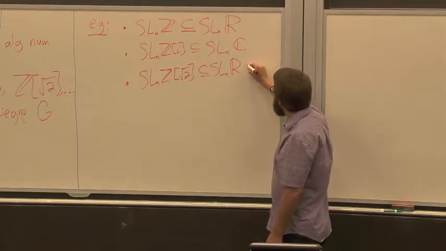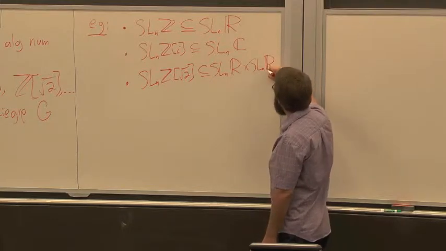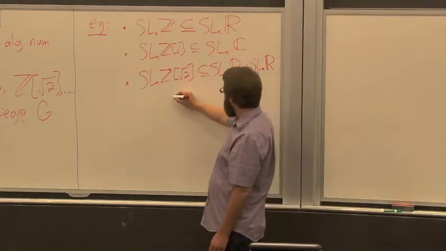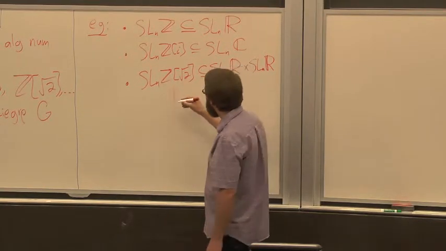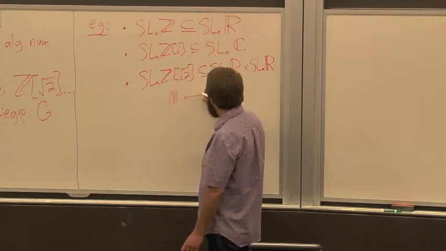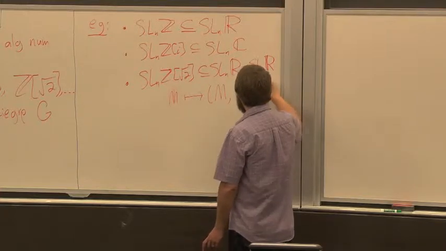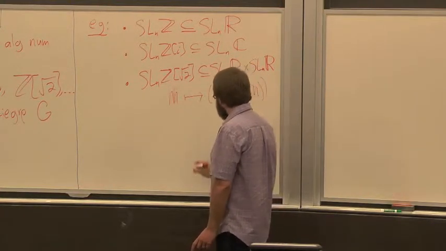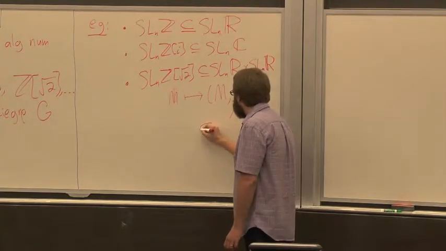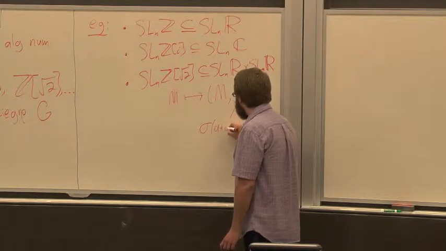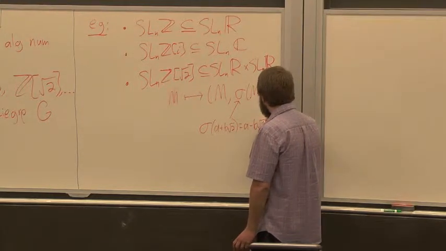And so the trick is you embed it in the product SL_N(R) cross SL_N(R). How do you do that? You take a matrix M, and you map it to the pair (M, sigma(M)), where sigma is the generator of the Galois group. So sigma of a plus b root 2 is equal to a minus b root 2.